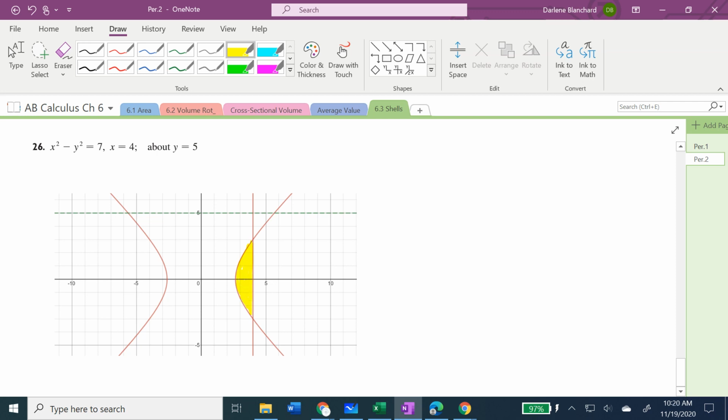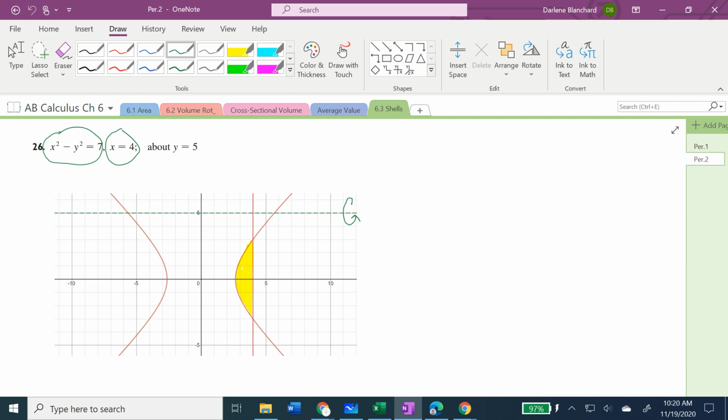All right, so this time I'm looking at a region bounded by this equation, which is a hyperbola, this vertical line, and that gives us what I just shaded in yellow. And we are rotating about the line y equals 5. So we're going about a horizontal axis of rotation.